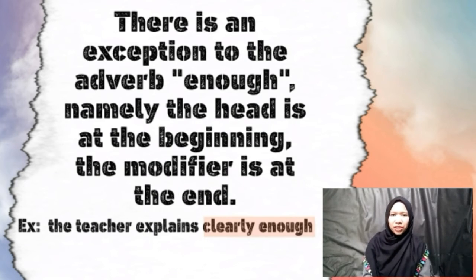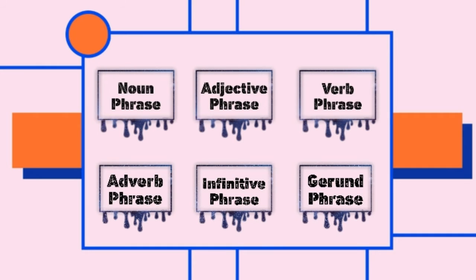There is an exception to adverb enough. Namely, the head is at the beginning and the modifier is at the end. Example, the teacher explains clearly enough. Clearly enough is the adverbial phrase. Clearly as the head, enough as the modifier. Now it's time to talk about infinitive phrase.